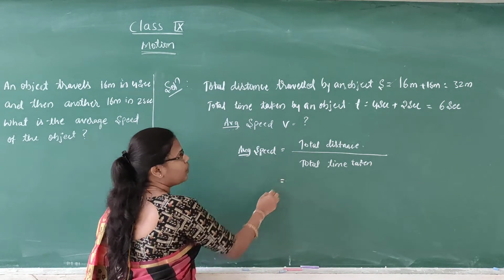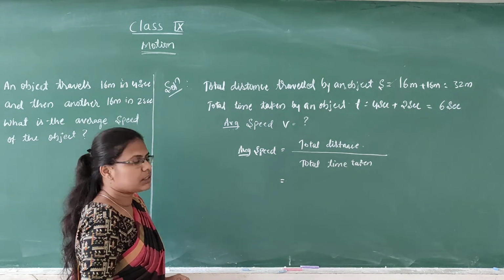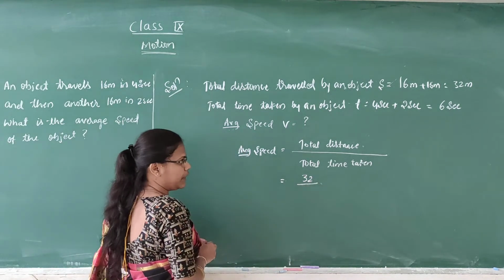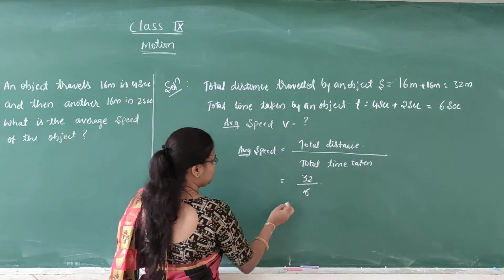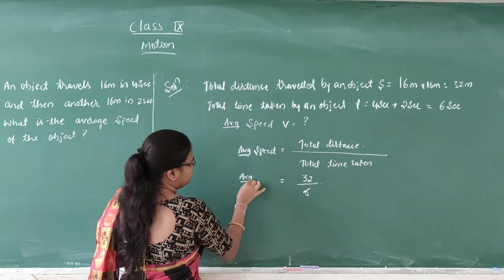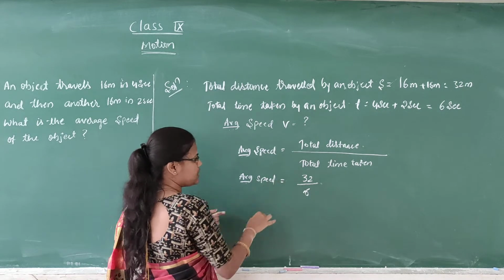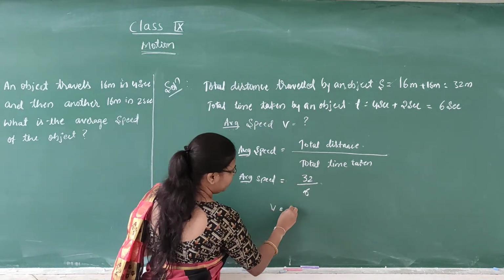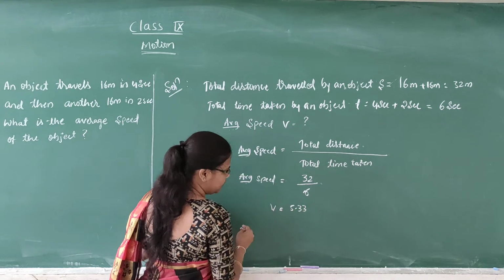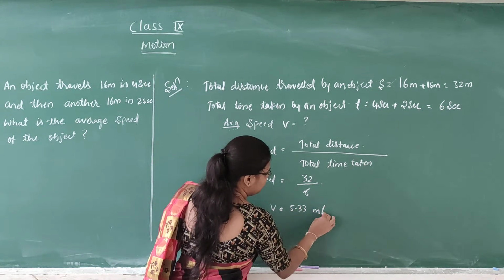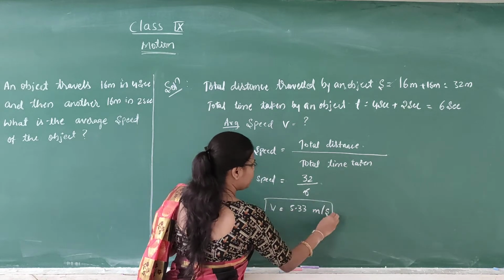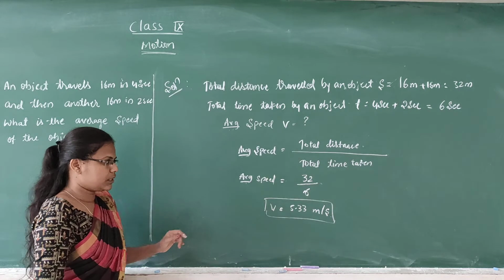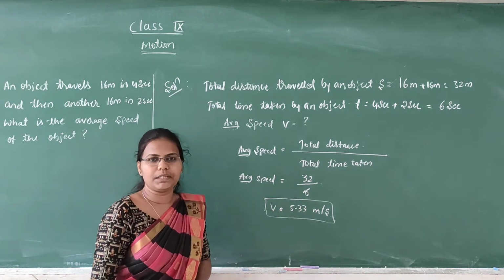So what is the total distance traveled by the object? 32 meters. So 32 divided by the total time taken, which is 6. So average speed is equal to 32 divided by 6. Therefore V is equal to 5.33 and the SI unit is meter per second. So this is the final answer: the average speed of the object is 5.33 meter per second.